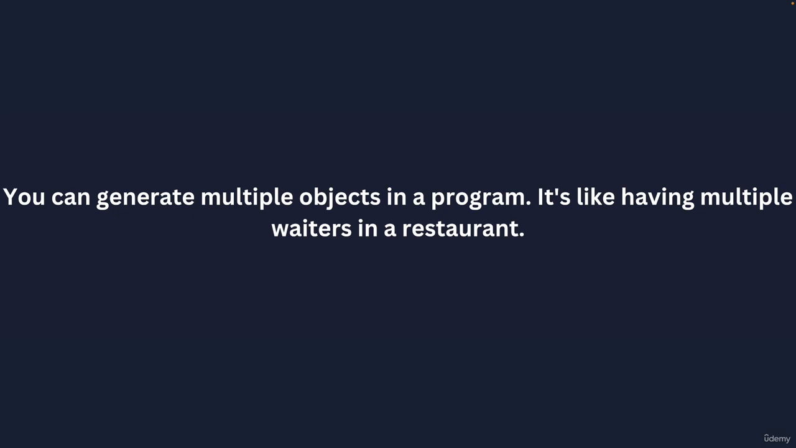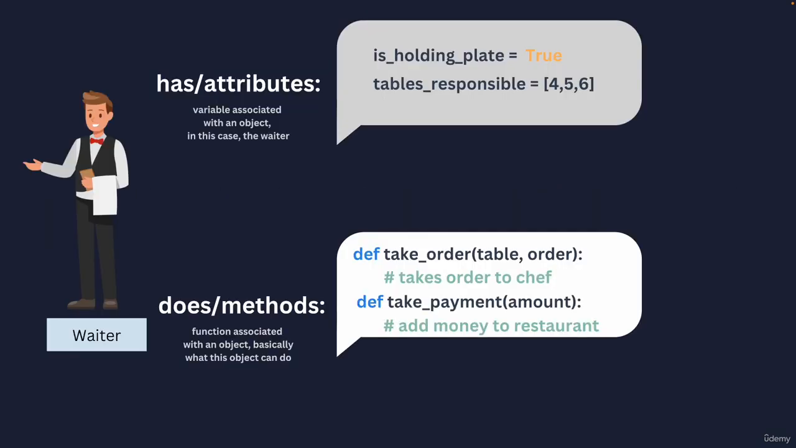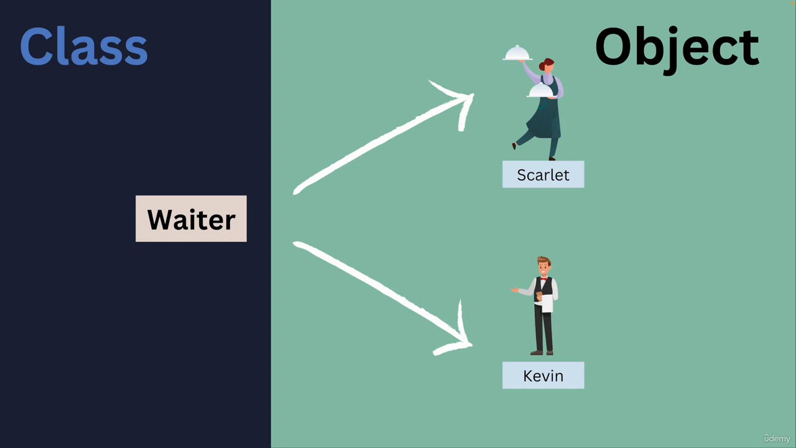And one of the things you want to remember is that you can generate multiple objects in a program, okay? Essentially, this is like having multiple waiters in a restaurant. So think about it, let's say your restaurant gets bigger, you get more clients, more people coming in to eat. That's awesome, right? So you need more waiters. In a program, you can have multiple objects from the same class.